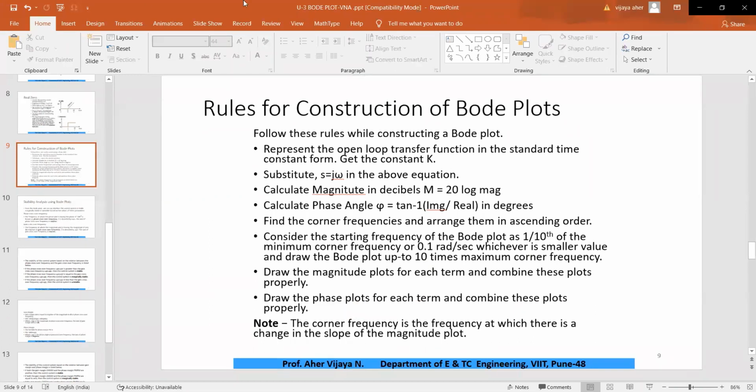Okay, now note, the corner frequency is the frequency at which there is a change in the slope of the magnitude plot. So student, you have to remember this. The corner frequency is the frequency at which there is a change in the slope of the magnitude plot, right? So these are some of the important rules while constructing the Bode plot. You have to remember. Okay, so please note all these things.